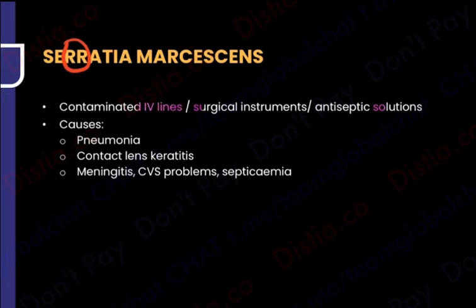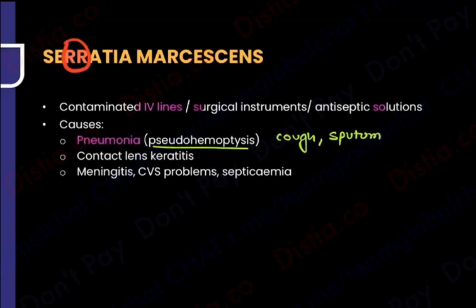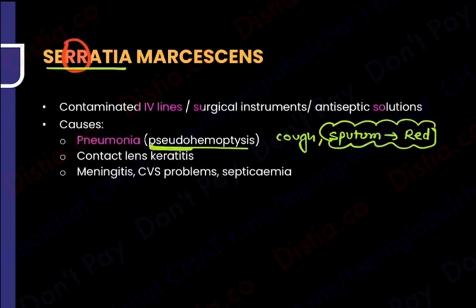What all does it cause? Wherever it goes, as I told you, a red color will come. So if it causes pneumonia, what is it going to cause? Pseudohemoptysis. Pseudohemoptysis means the person will have a cough, and along with that the person will have sputum, and the sputum will have a red color. As soon as someone starts spitting out red sputum, you say, "He's having hemoptysis." But is this person having bleeding? No. This person is having a Serratia infection. That red color is nothing but the pigment of Serratia. It is a false hemoptysis.